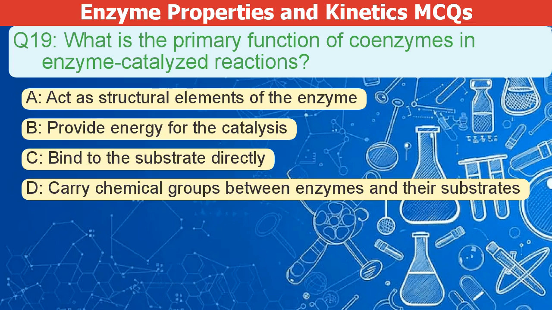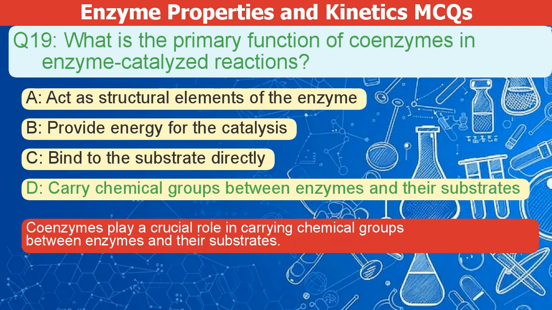What is the primary function of coenzymes in enzyme-catalyzed reactions? A. Act as structural elements of the enzyme. B. Provide energy for the catalysis. C. Bind to the substrate directly. D. Carry chemical groups between enzymes and their substrates. The correct answer is D. Coenzymes play a crucial role in carrying chemical groups between enzymes and their substrates.